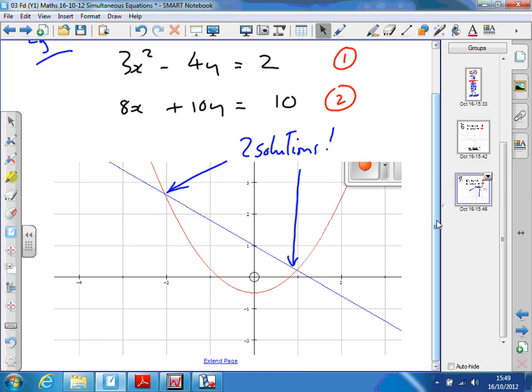The reason there are 2 solutions, as we'll see, is because at some point to get x, there's a square in there. And when you square root a number, there's two possible answers. It could be positive or negative. And that's what's going to lead us to having two solutions. So let's have a look and see.